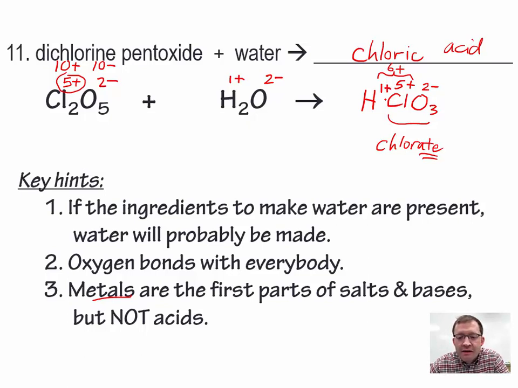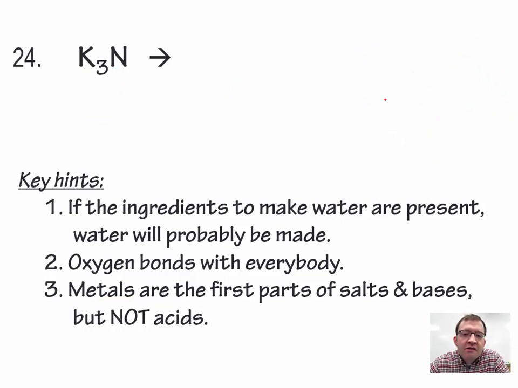Our final one I'll just run through really quickly is number 24. This is the simplest of all. When you have a binary salt, like potassium nitride here, it's going to simply come apart to produce the 2 elements that are present off by themselves. And so to do that, potassium nitride breaks apart to become potassium and nitrogen.